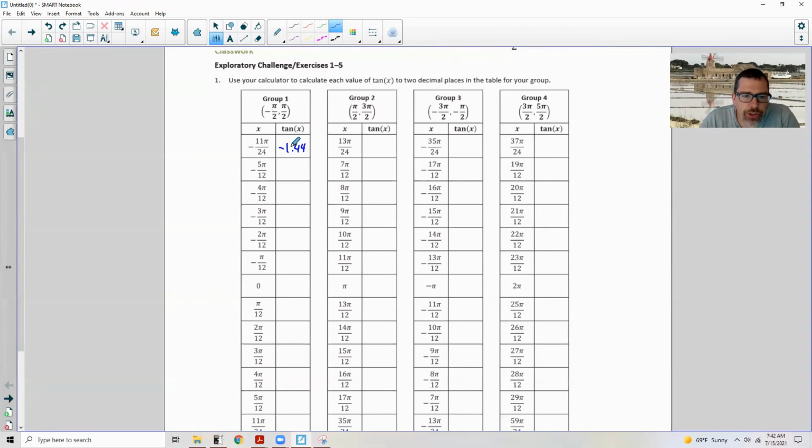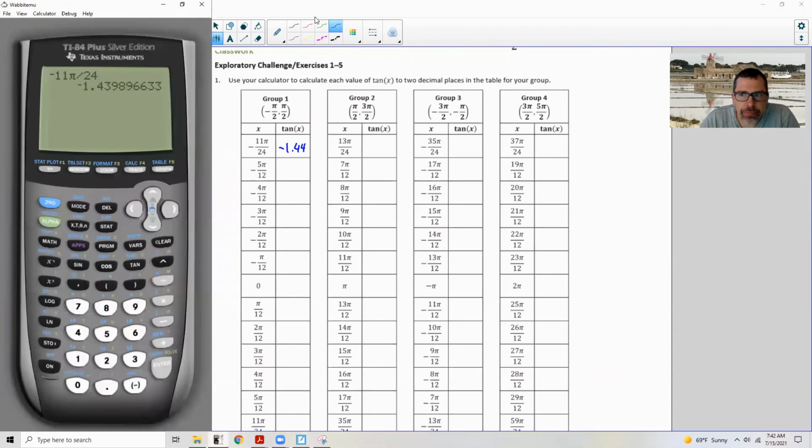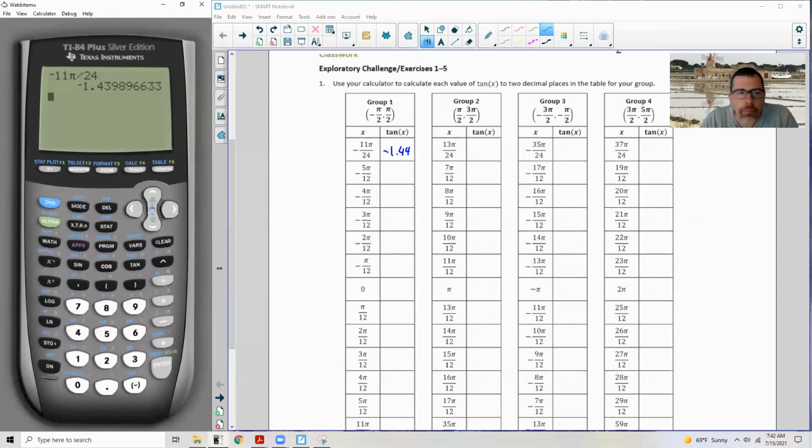Okay, so then I question that. If I open my calculator back up, let me fix this. Okay, mode, radian, degrees. What would happen if I switched this to degrees? And then I just hit enter, and negative 11 pi over 24 is 1.439. Go back to radians, and it's negative 1.43.